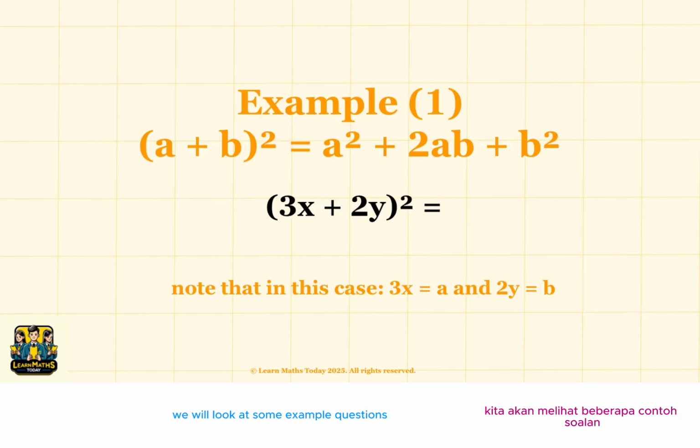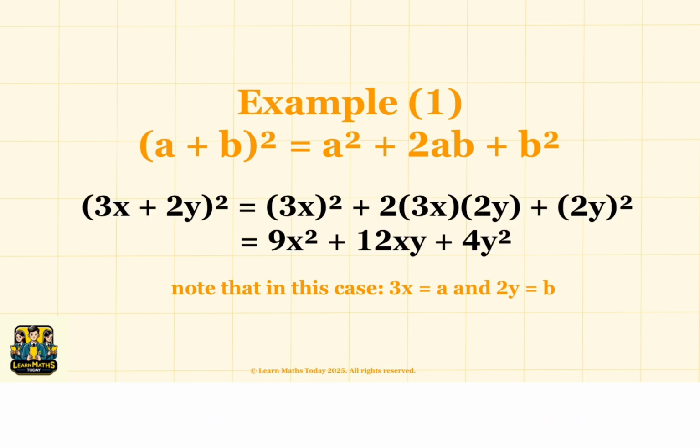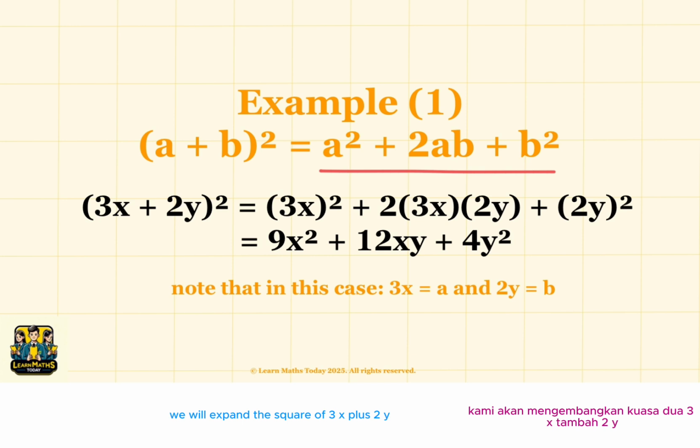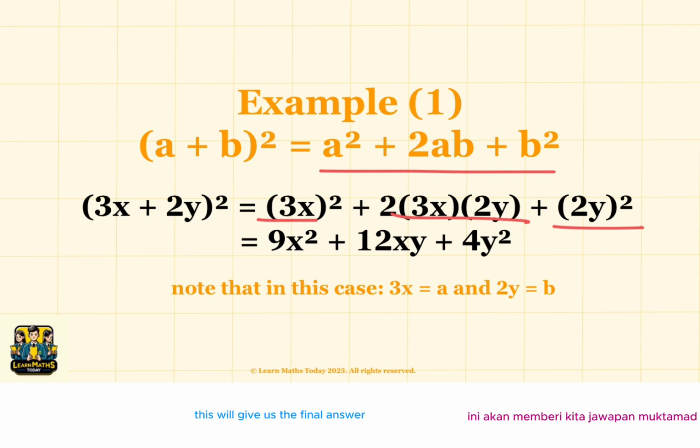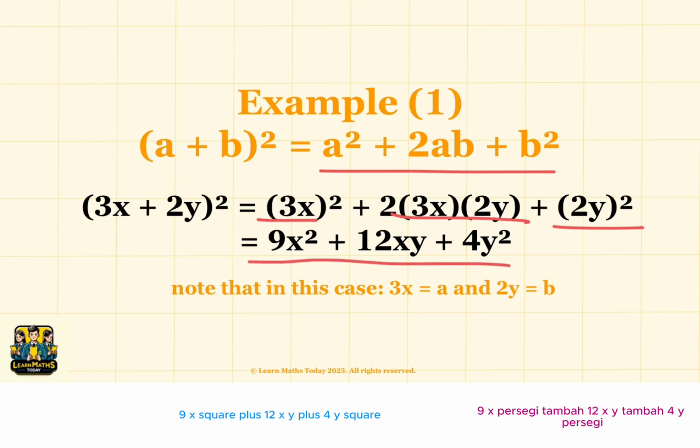Now, we will look at some example questions for the different techniques we just learned. Let's first look at the square of 3x + 2y. Note that in this case, 3x equals a and 2y equals b. Looking at the identity we just learned, we will expand the square of 3x + 2y. So we will first do the square of 3x, then we will multiply 2 with 3x and 2y, and then we will get the square of 2y. This will give us the final answer 9x² + 12xy + 4y² after we have expanded and simplified.